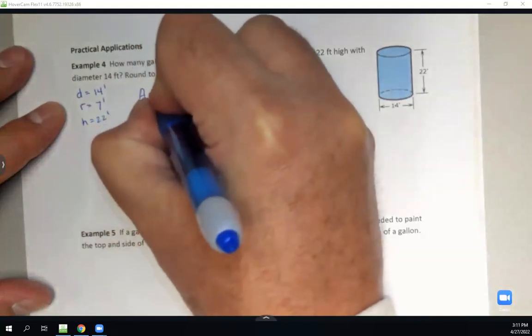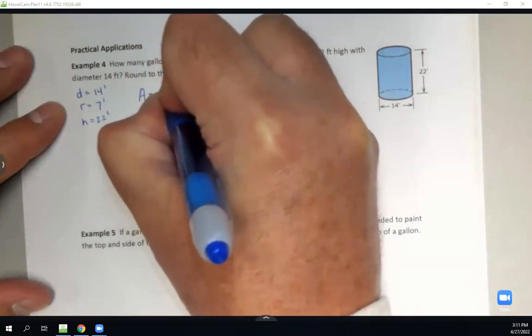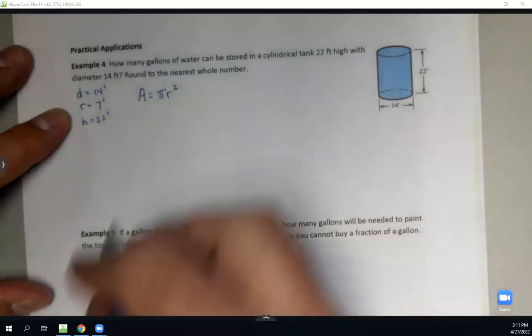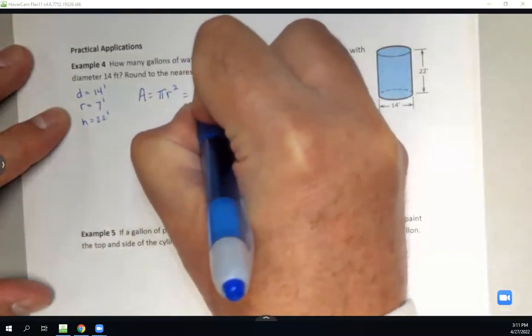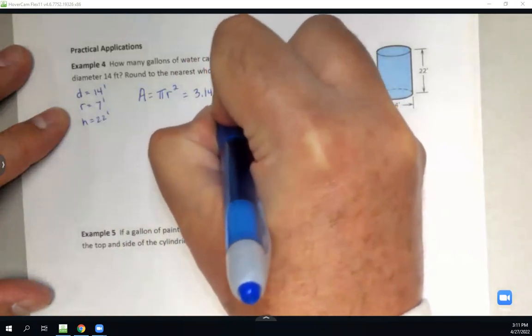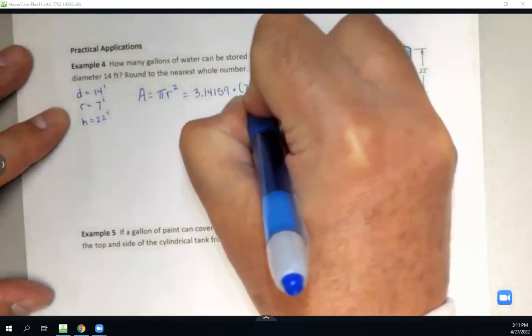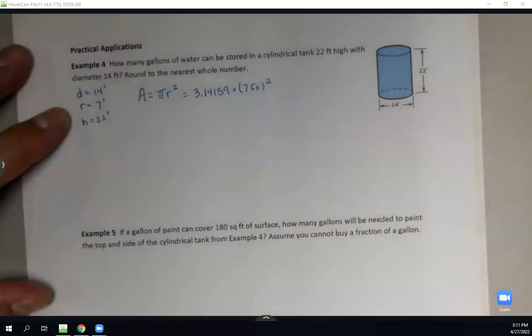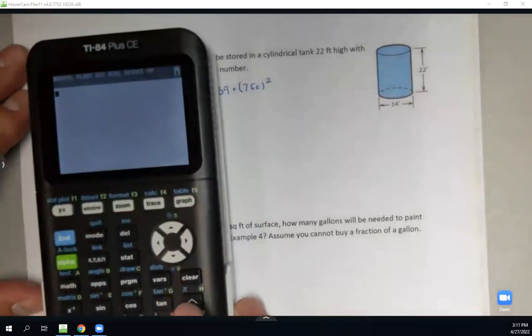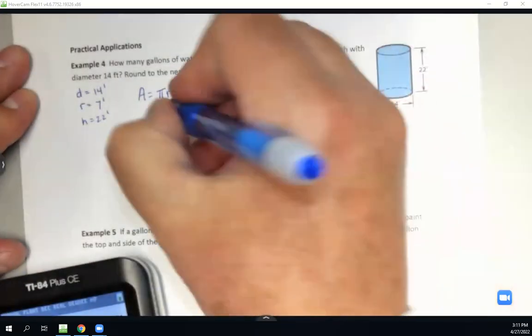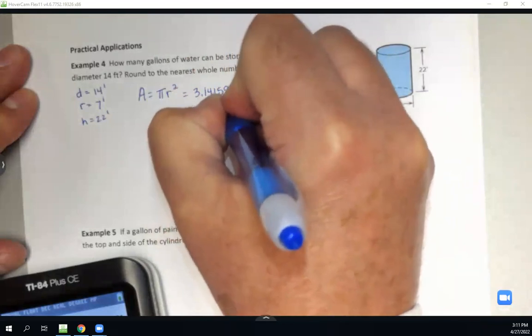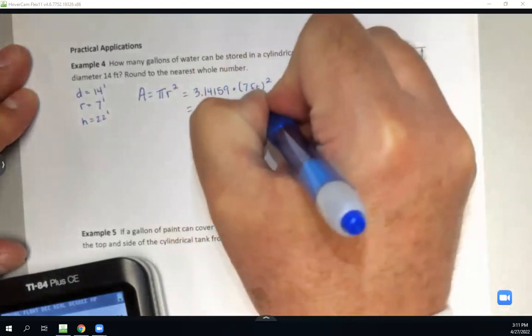So the area of the circle, again, is pi r squared. So in this case, that's going to be 3.14159 times 7 feet squared. Now 7 squared is 49. So 3.14159 times 49 is about 153.93791 square feet.